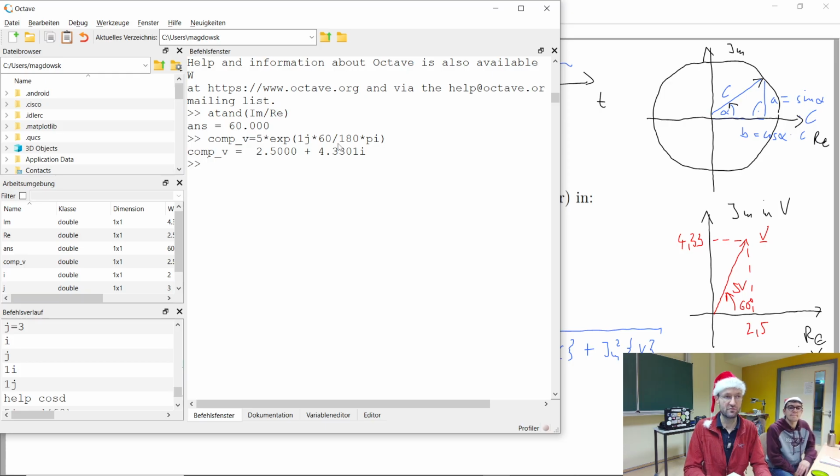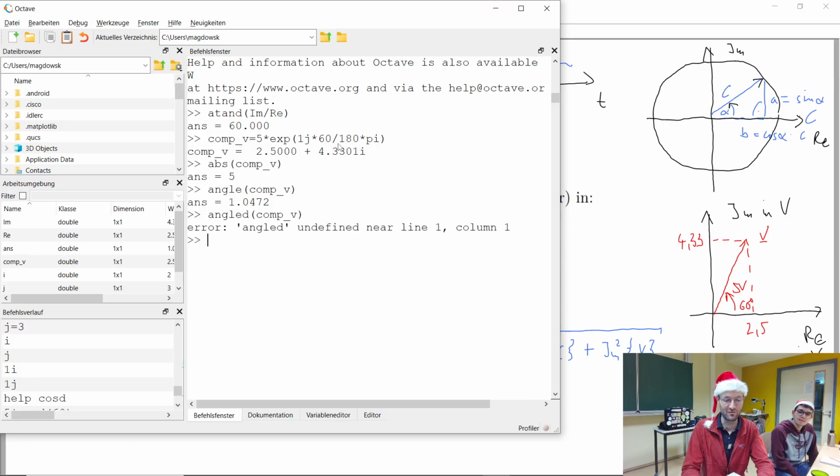If you want to have the amplitude, the absolute value, the magnitude of this complex number, how can we calculate it? With abs. So there's a function that does this for us. And how do we get the angle? There's a function that is called angle. And this angle, of course, gives us the angle in radians. I think there's also some angle d. No, there's not some angle d, but okay.